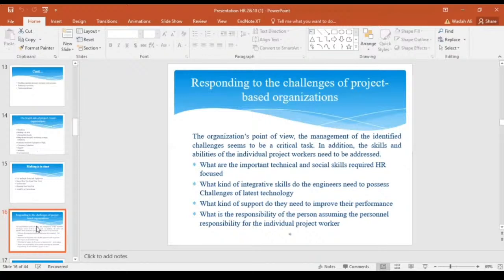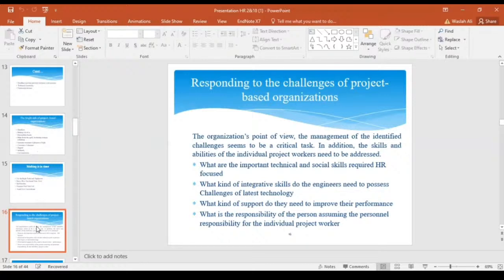Challenges of latest technology. The engineer or the expert must be skillful so they can face any uncertainty or challenges that might occur in the latest technology. Number three, what kind of support do they need to improve their performance? They must know how to improve their performance using the latest tools and latest technology.